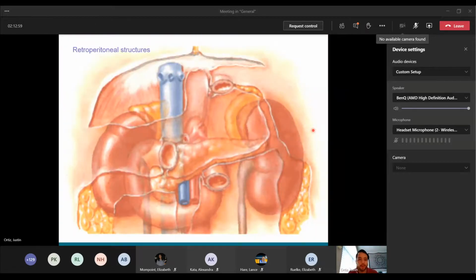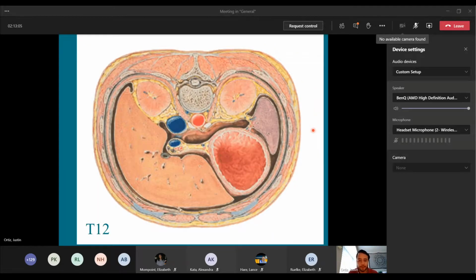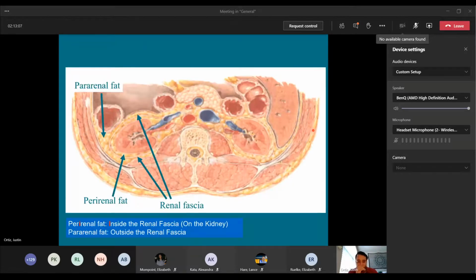Nothing too important here. We're going to talk so much about peritoneal structures in the next few lectures. Cross section, not too important. So basically, you have your perirenal fat and your pararenal fat. I was trying to find a good way to memorize this for y'all, but the best way I could think of is that in perirenal fat, the I in perirenal is inside the renal fascia.